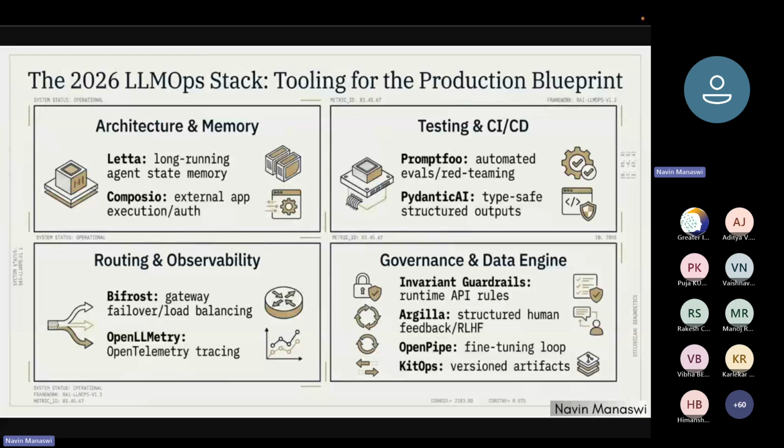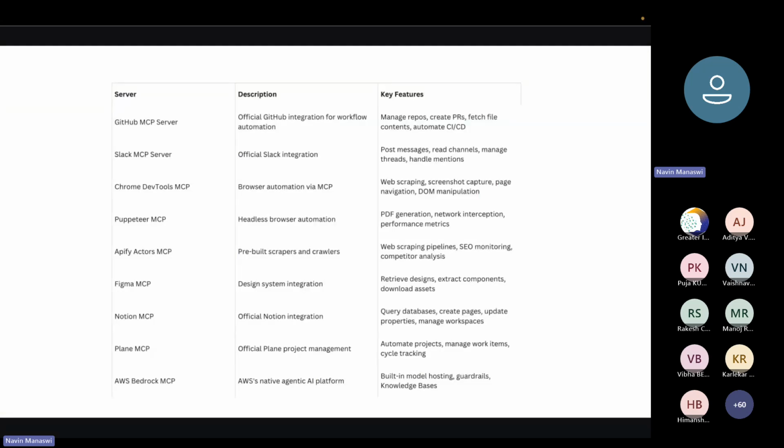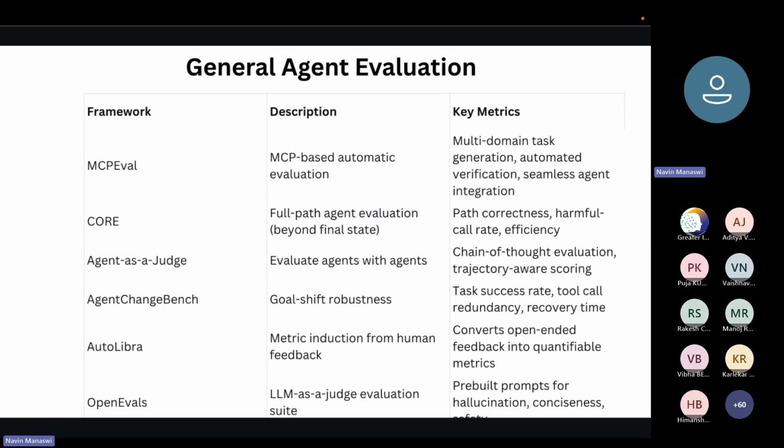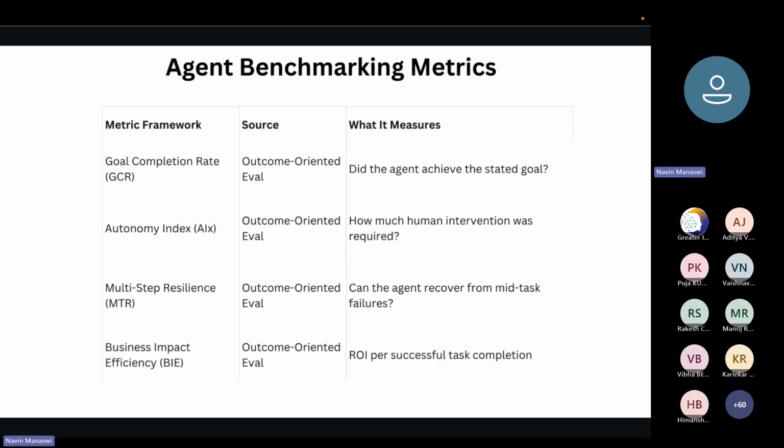Finally, we talked about multiple options: the MCP server list, the general agent evaluation system, which has many options right now. Then we have the LLM agent evaluation platform, and then agent benchmarking and so on.